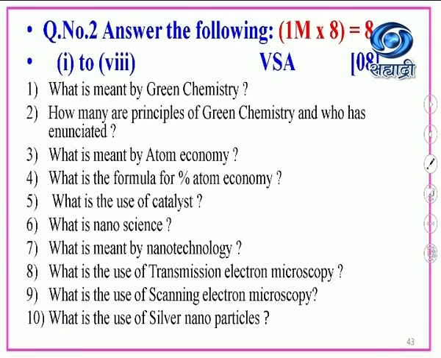Now this is question number 2, answer the following. Each question carries 1 mark. There are 8 questions, so the total is 8 marks, numbers 1 to 8. What is meant by green chemistry? Okay, this is for 1 mark only. How many principles of green chemistry are there and who has enunciated them? What is meant by atom economy? What is the formula for percent atom economy?